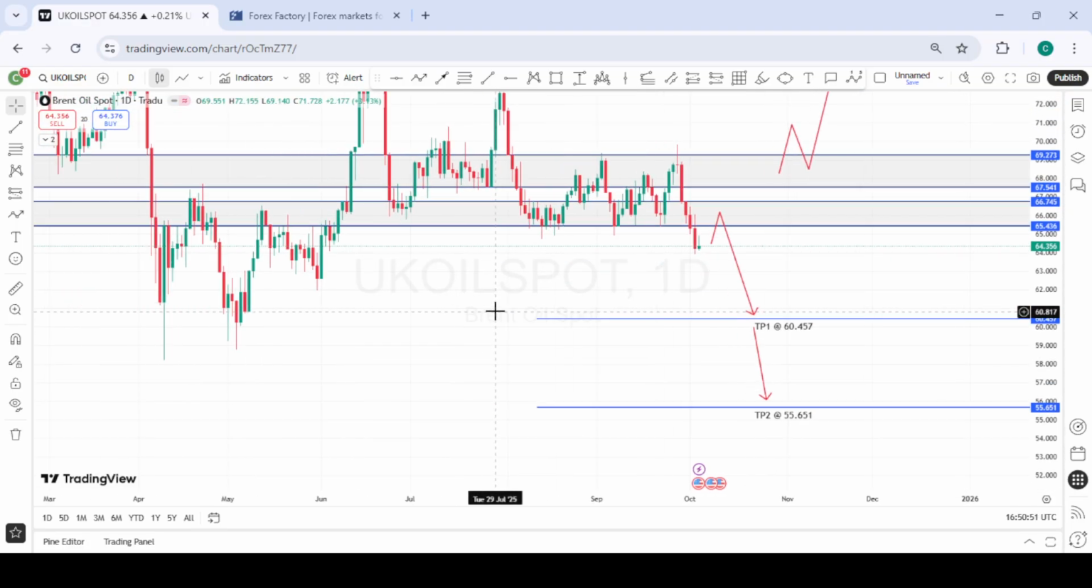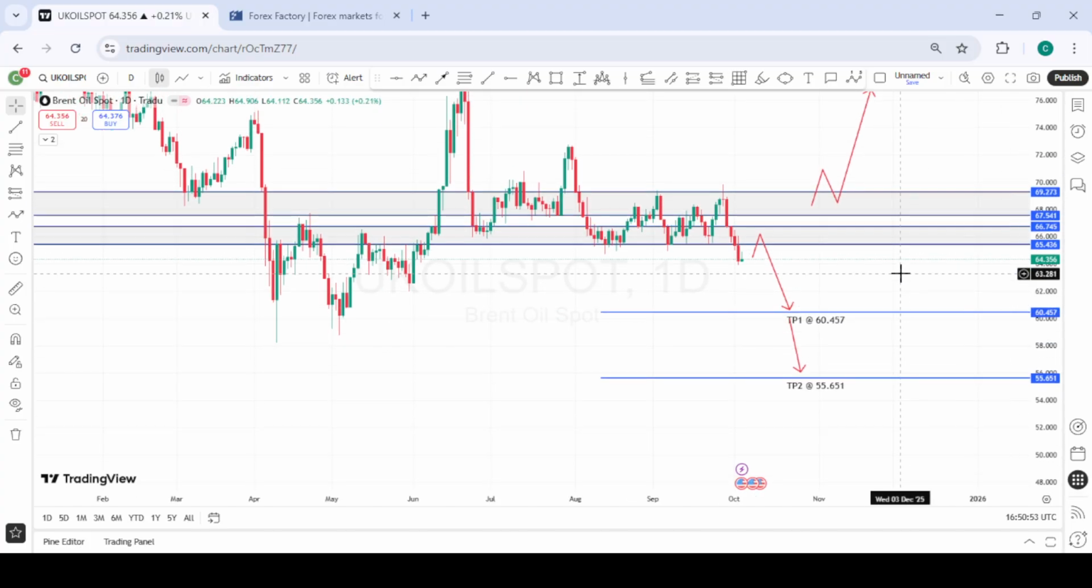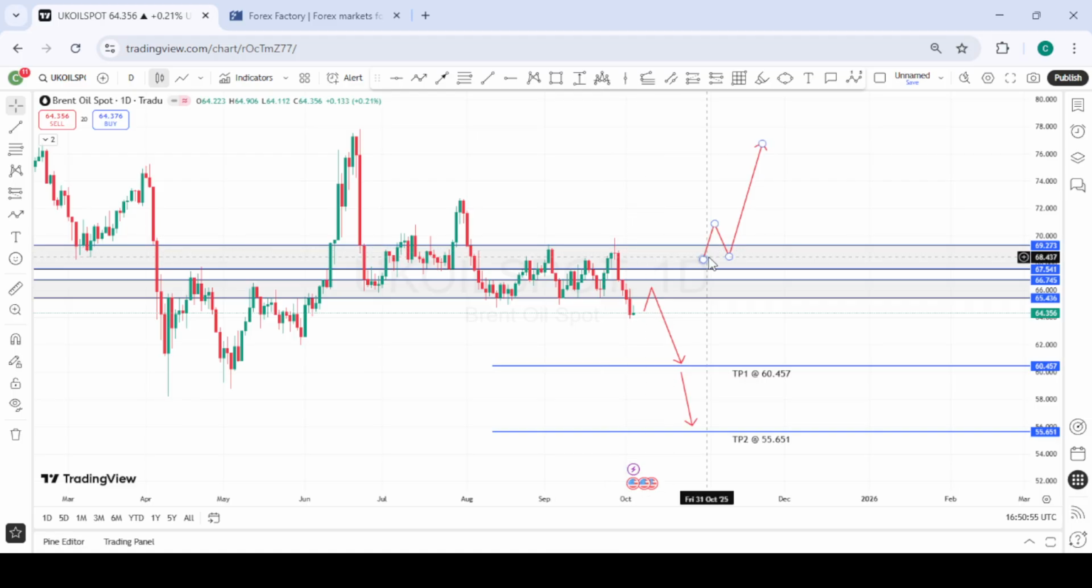So we are very bearish on Brent crude oil at the moment. It can only be violated if price breaks above the zone and continues to the upside. But until then, we are very bearish on UK oil.